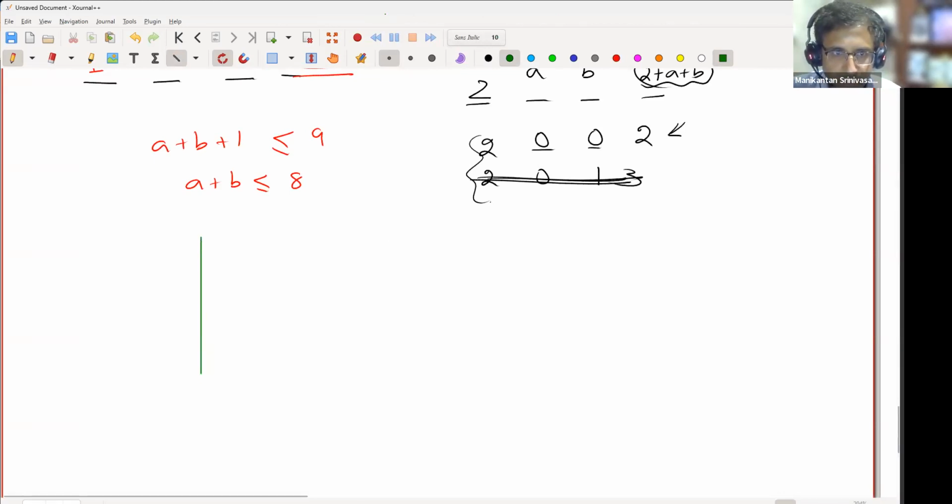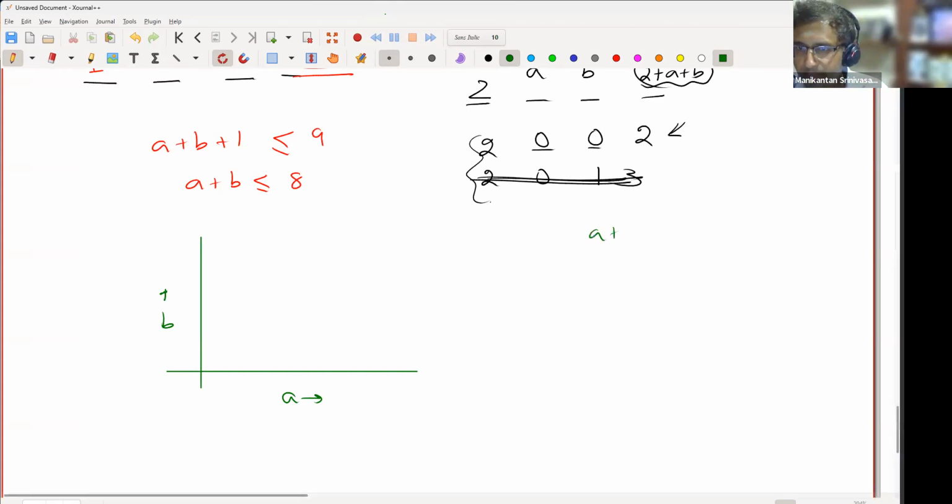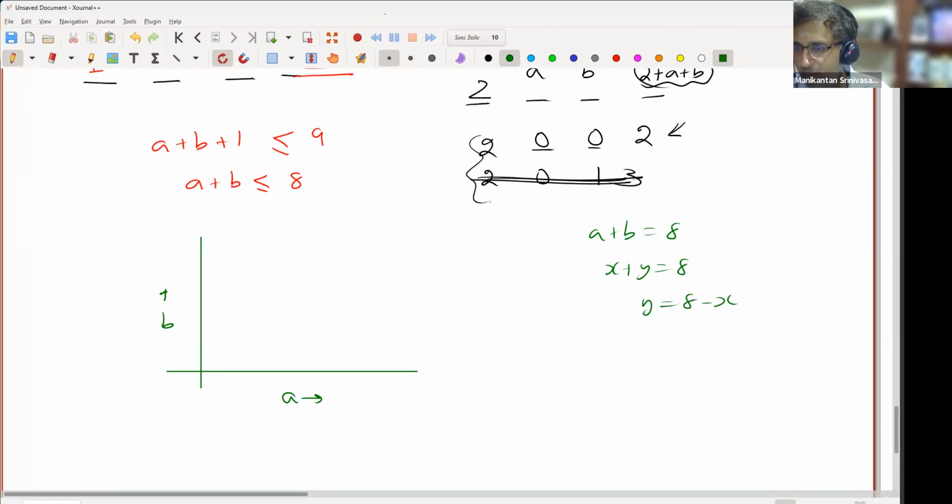Not number line, x-axis, y-axis. So if I plot A on this axis and B on this axis, let me see when will A plus B be equal to 8? It'll be the line A plus B equal to 8. For example, A plus B equal to 8 is your x plus y equal to 8 type, which means y is 8 minus x, right? I wrote it as x plus y so that you are more used to y and x.